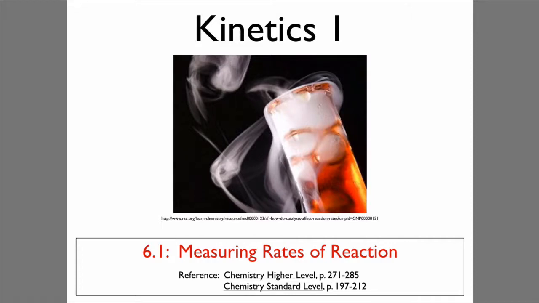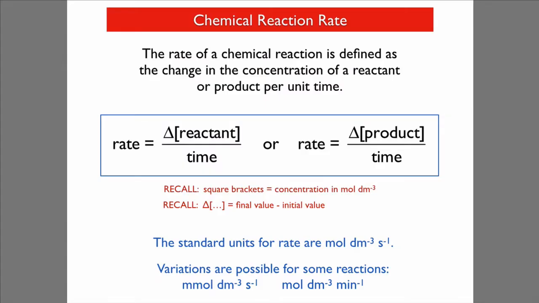Kinetics 1. Measuring rates of reaction. A chemical reaction rate. The rate of a chemical reaction is defined as the change in the concentration of a reactant or product per unit time. So it could be the rate equals the change in the concentration of reactant over time, or the rate can be the change in the concentration of product over time.